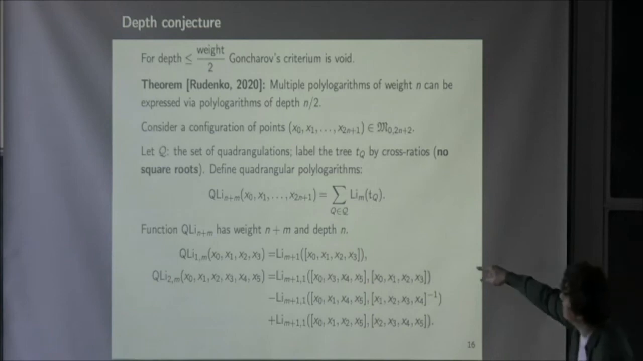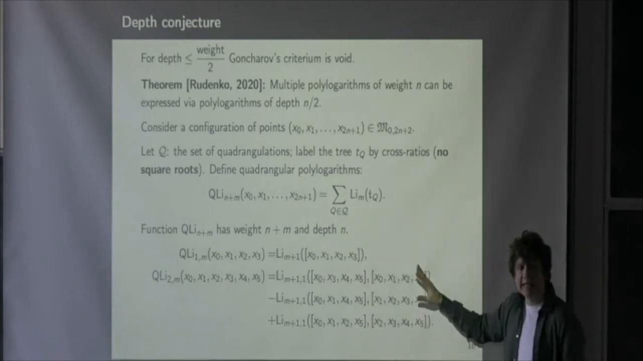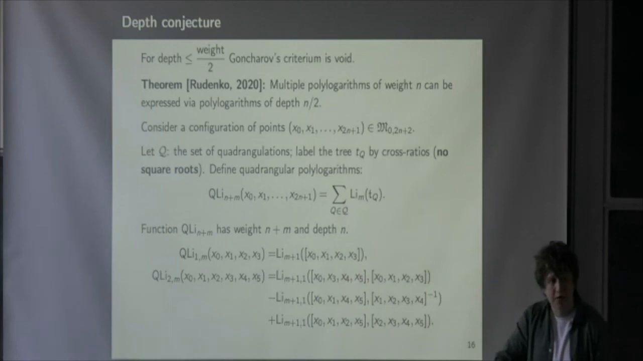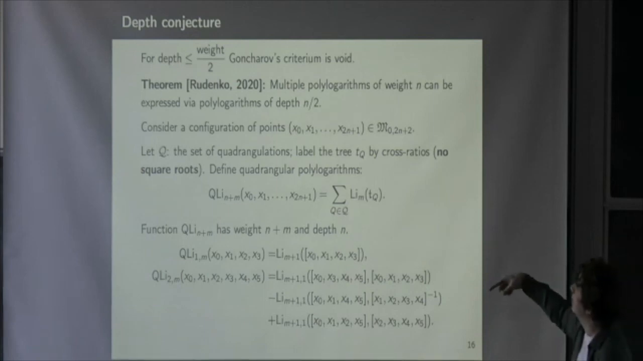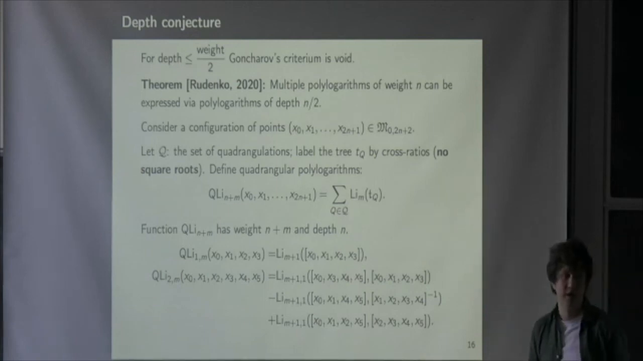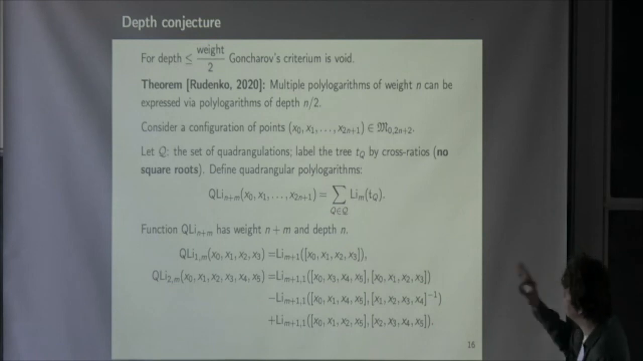But if you take this particular combination, then somehow this multi-valuedness cancels out, and you have a function which has this multi-valuedness only at the boundary of the configuration space. So that's kind of a key property.